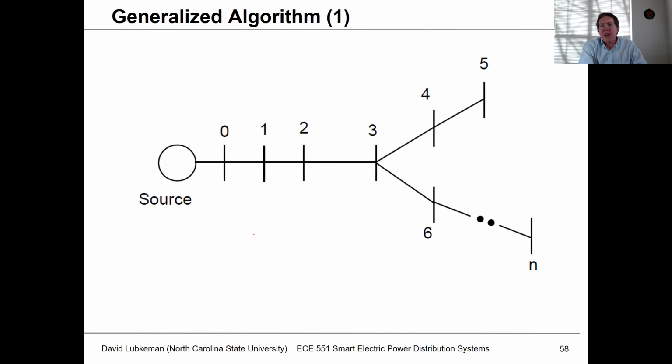You can kind of generalize this algorithm if you want to write this algorithm on your own. This shows you on these few slides what this would actually look like. Again, you have to have a radial structure. You cannot have loops in the circuit for this to work, which is the case with distribution.